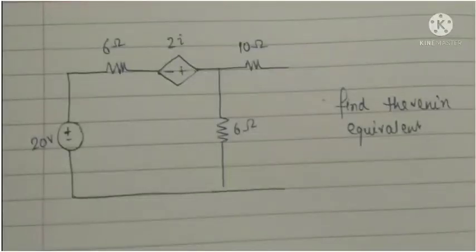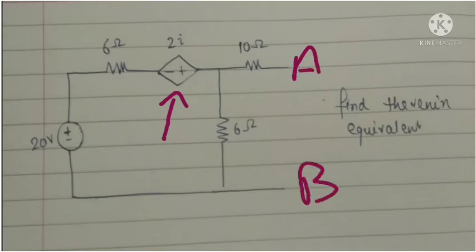Today we will see how to solve the Thevenin equivalent when there is a dependent source. There is a different procedure to solve Thevenin's theorem when it has a dependent source. So you can see in the circuit, find the Thevenin equivalent across AB. There is one dependent source, and step by step I will tell you how to solve it.